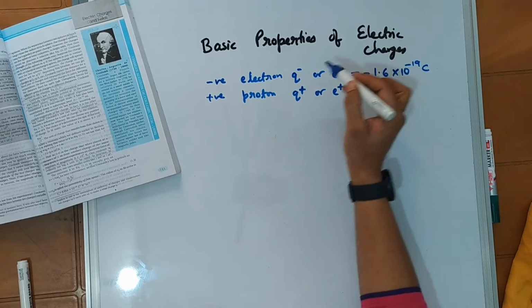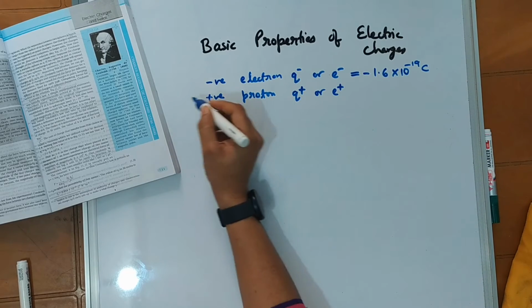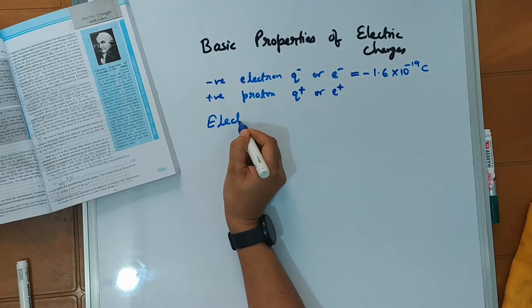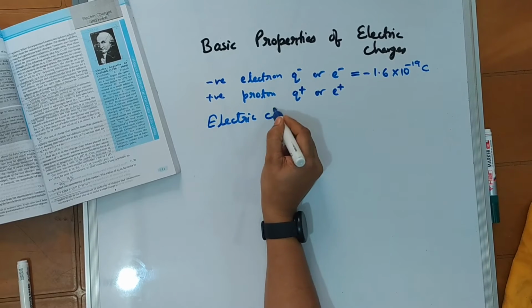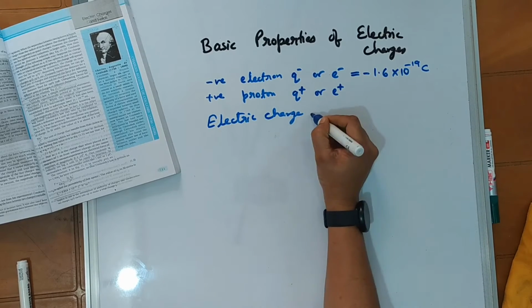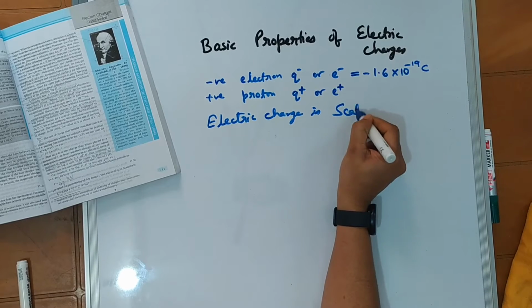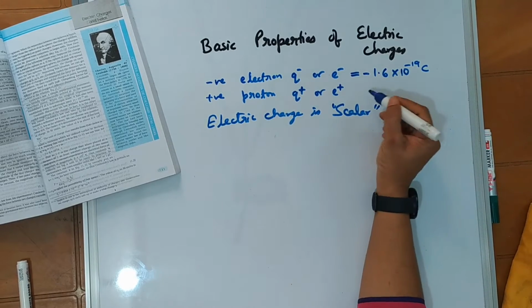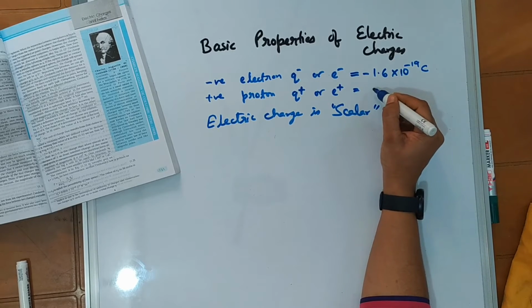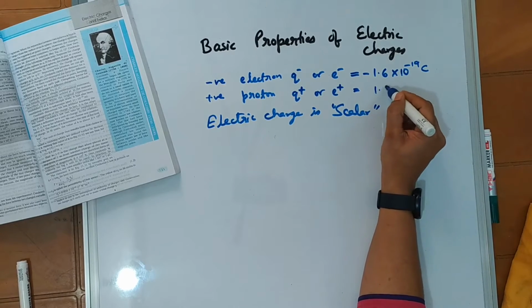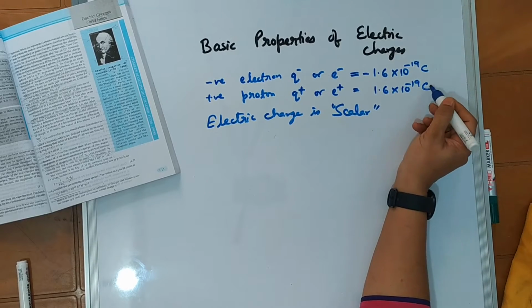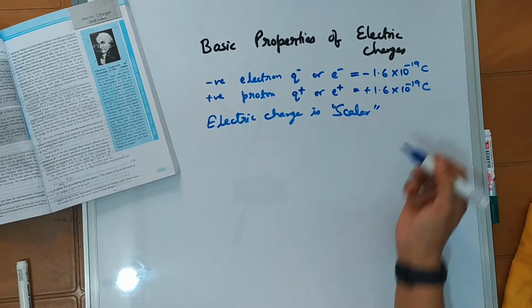But electric charge is a scalar quantity. Electric charge is a scalar quantity; it is only measurable. Charge on an electron is taken as negative, and the charge on a proton has the same magnitude of 1.6 × 10^-19 coulombs. Capital C stands for coulomb, and it is positive.